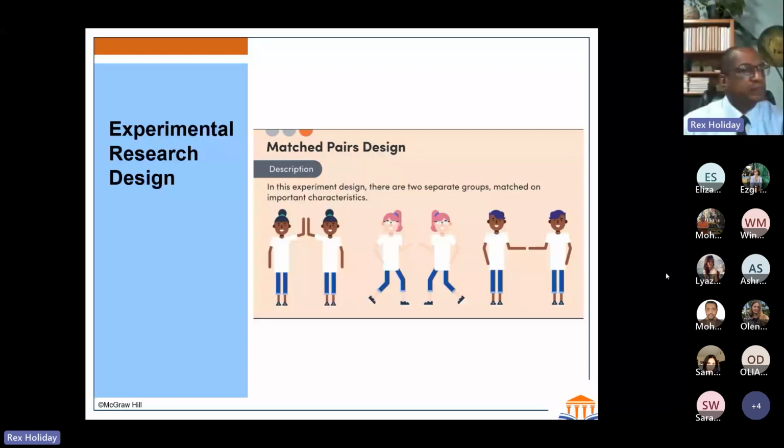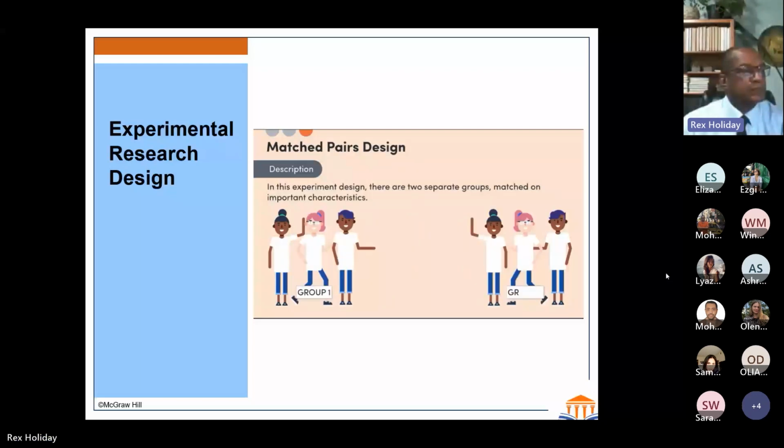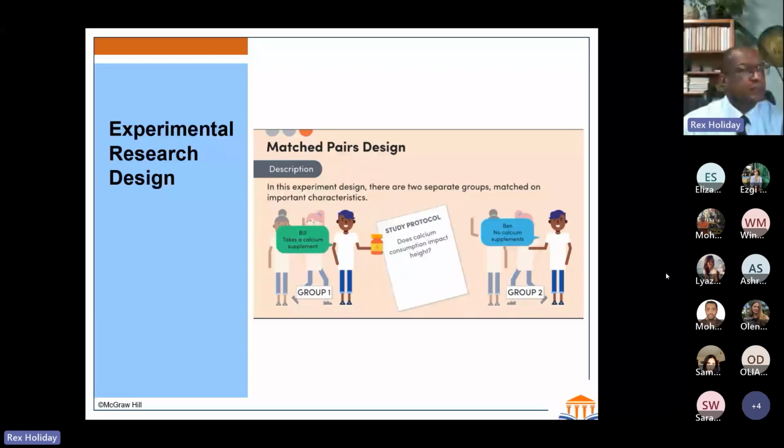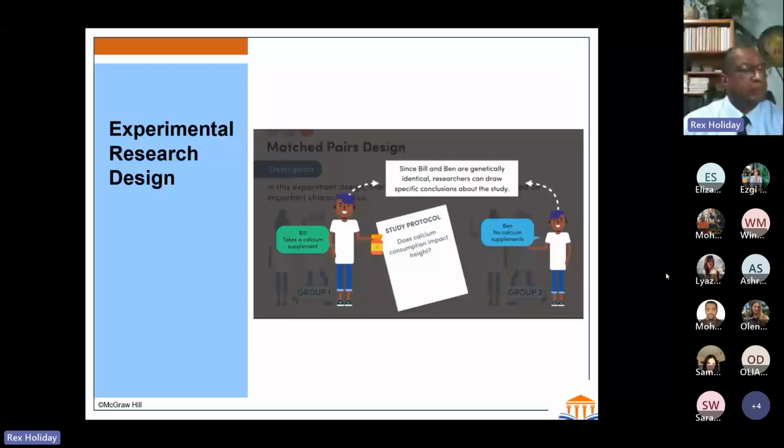Let's say scientists are interested to see if consuming calcium makes you grow taller. One identical twin, Bill, takes a calcium supplement every day, aged 2, whilst his identical twin, Ben, does not. When they are 16 years old, Bill is 2 inches taller than Ben. Now, because Bill and Ben are genetic matches, researchers can draw even more specific conclusions about the effect of calcium on height. If we have a large group of twins like this, the findings of the matched pair study are going to be even stronger.